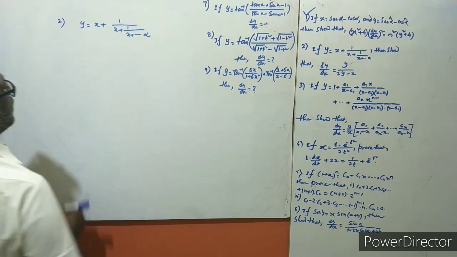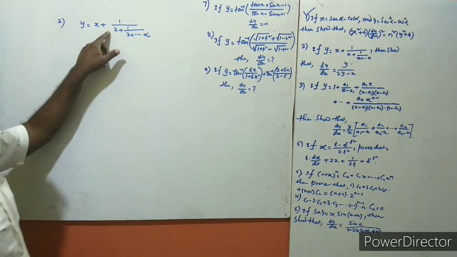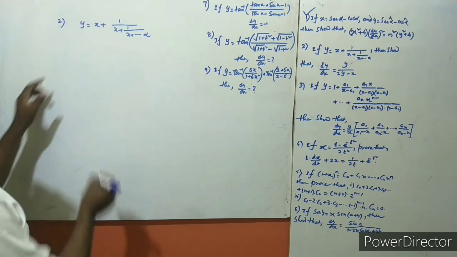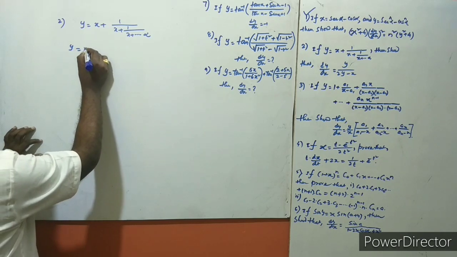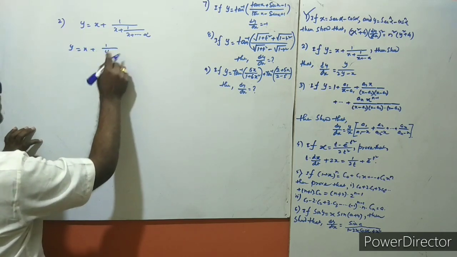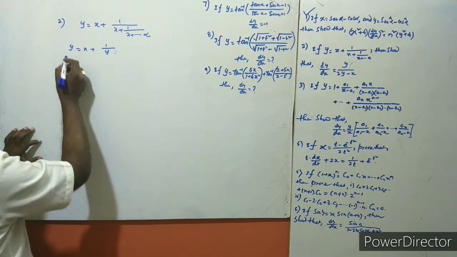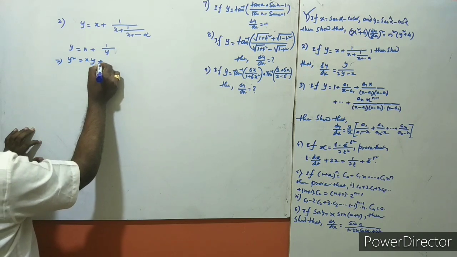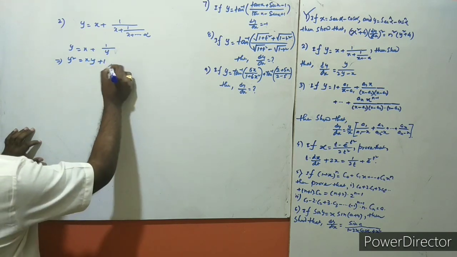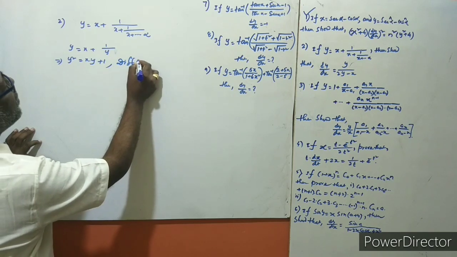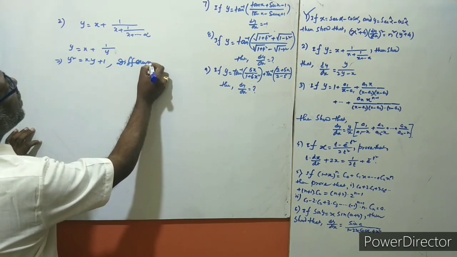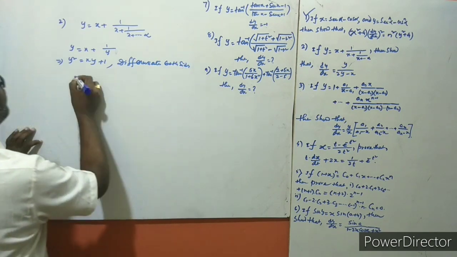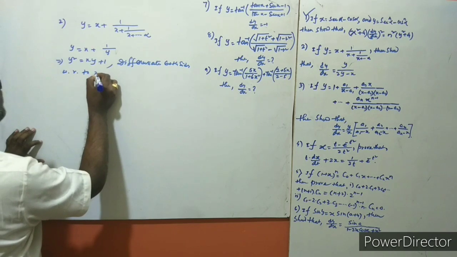dot to infinity. So see, this x plus 1 by, if we omit the x, then this figure is the same as y. So that's why y is equal to x plus 1 by y, and then multiply by y: y square equals xy plus 1. And now differentiate both sides with respect to x.